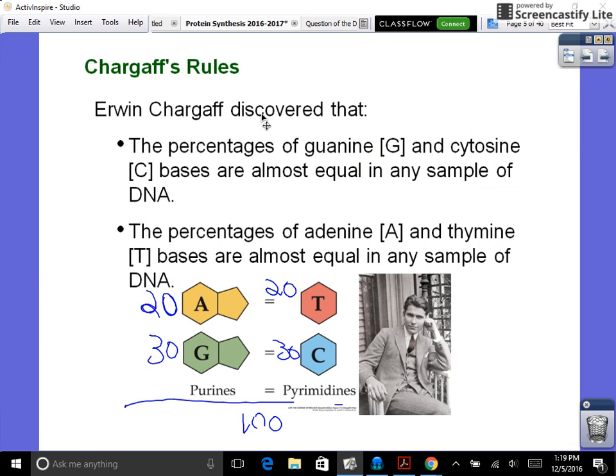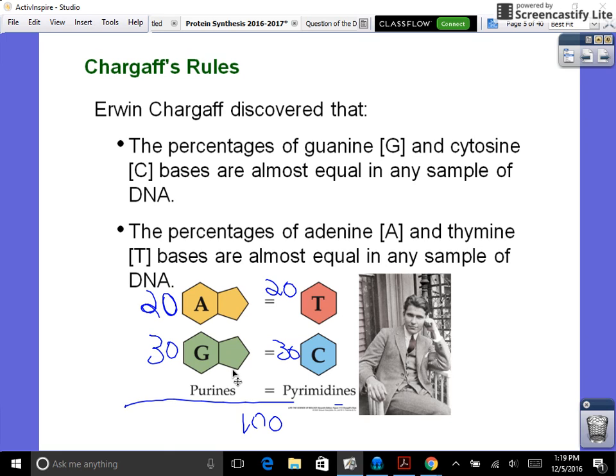Aaron Chargaff was the Austrian-American chemist who discovered that the amount of adenine always equals the amount of thymine, and the amount of guanine always equals the amount of cytosine. So thymine is going to equal adenine, cytosine equals guanine. It doesn't matter which way you write this. Adenine and guanine are two purines, and thymine and cytosine are pyrimidines.